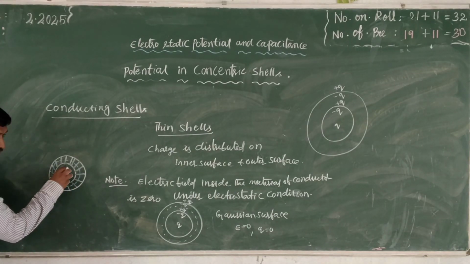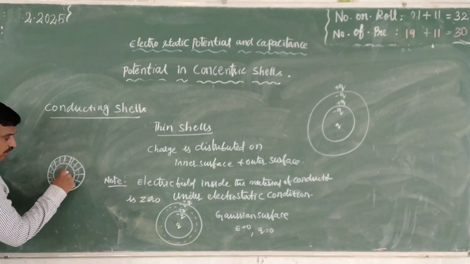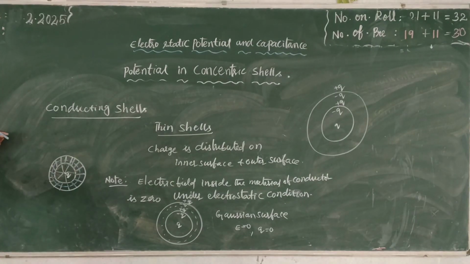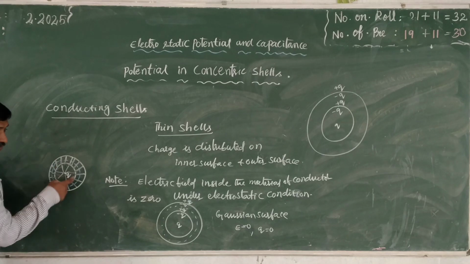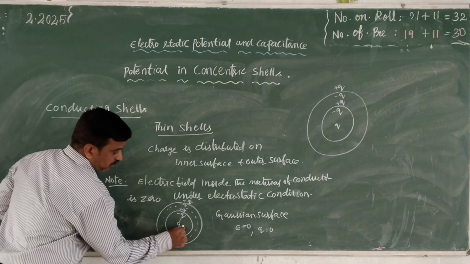Not here. Here plus q charge is there. Due to this, electric field lines are coming out. So for the electric field to become 0 inside the material, what can we select? A Gaussian surface. Here we can keep minus q now, with electric field lines moving here like this.